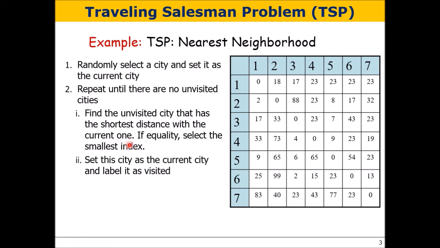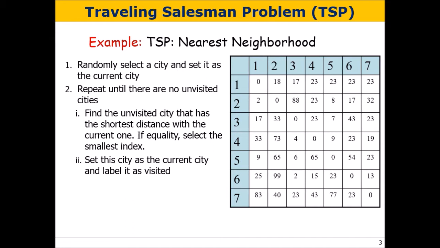Okay, if there are two unvisited cities with the same shortest distance, then it says to select the city with the smallest index. Sometimes in such algorithms, they give you the rule for what happens under equality. If you are checking some condition and there is an equality in that condition, what to do? In some heuristics, they give you such a rule.